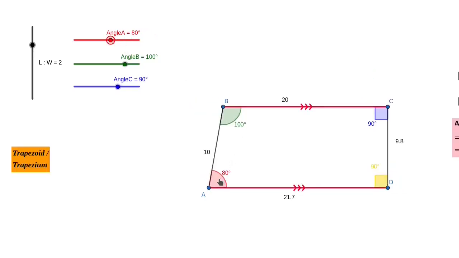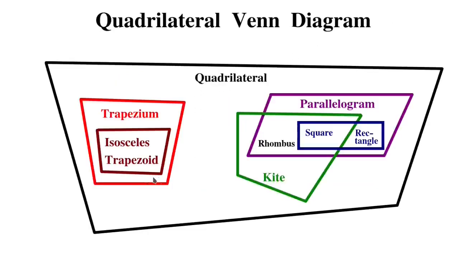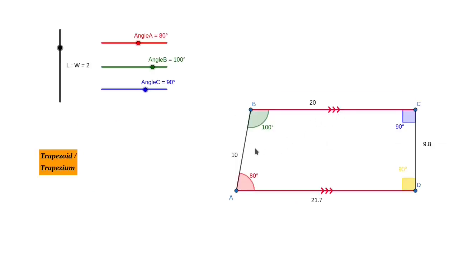You can see angle A and angle B are 80 and 100 and their summation becomes 180. Now they are parallel to each other, and you can see here an output box, and as text it is showing that it is a trapezoid or trapezium. We also know that isosceles trapezoid is one kind of trapezoid. So what is an isosceles trapezoid? It basically happens when the non-parallel sides become equal to each other.